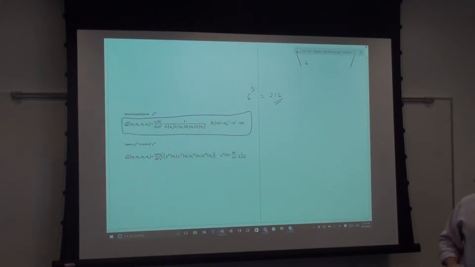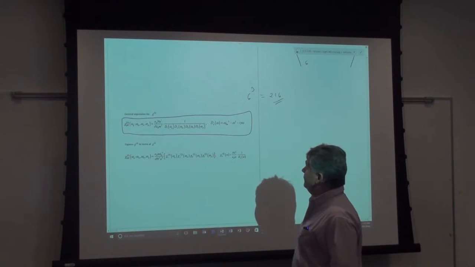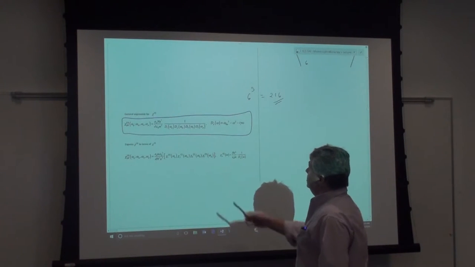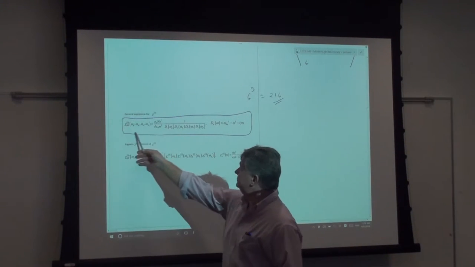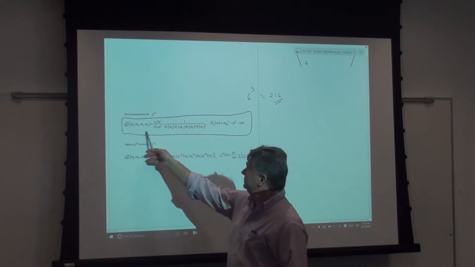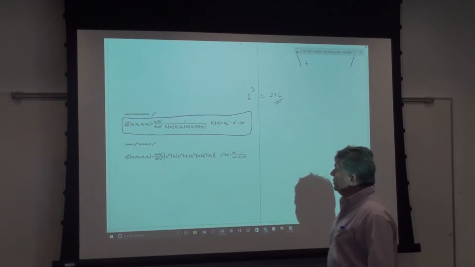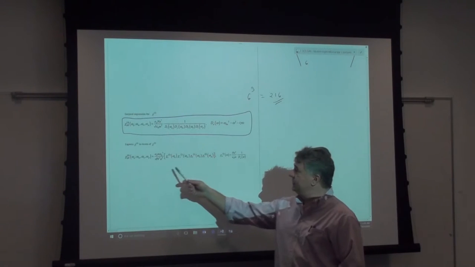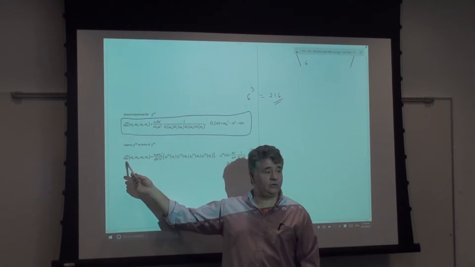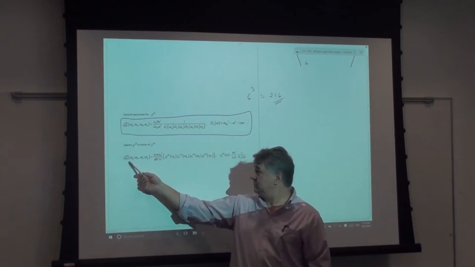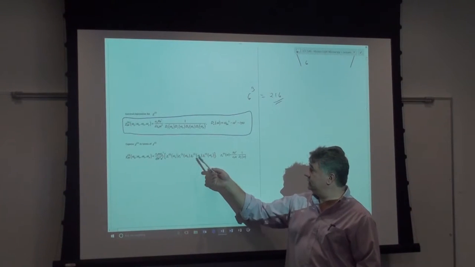Okay, but it actually looks like this. So in a way, you can always write your higher order nonlinearity response in terms of your first order nonlinear response.